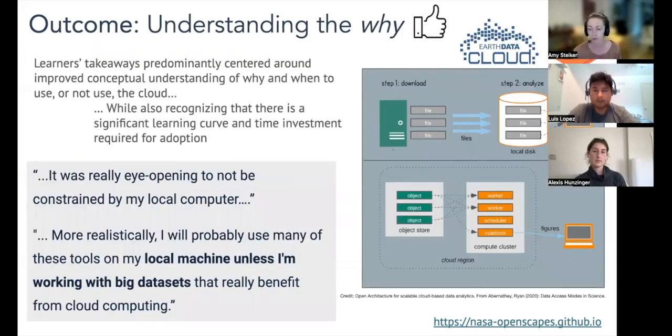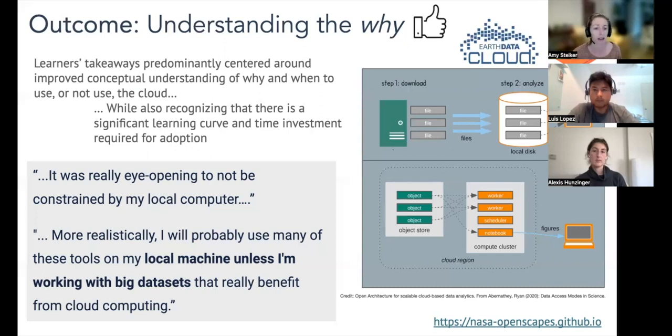Another key outcome was understanding the why. There are a lot of concepts, and maybe some misunderstandings or unknowns, that participants face going into some of these training events. And we really took home from this that there were a lot of improvements in these conceptual understandings of why and when to use or not use the cloud. We also recognize that there is a significant learning curve and time investment required for adoption. So that was another thing that we understand at a fundamental level.